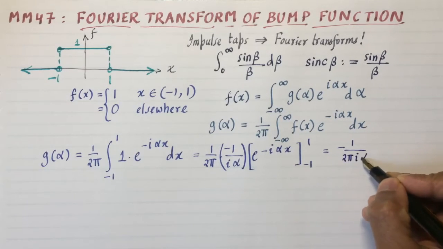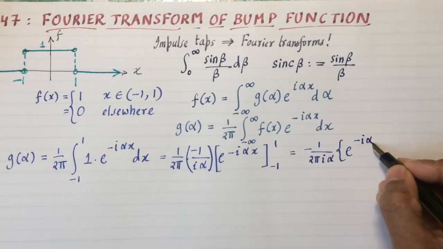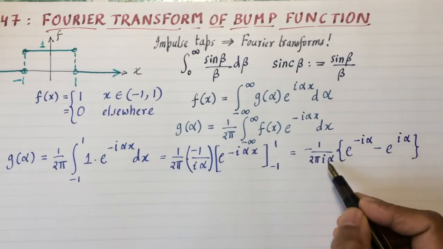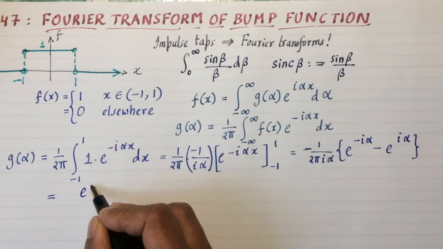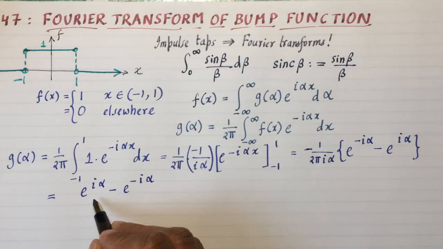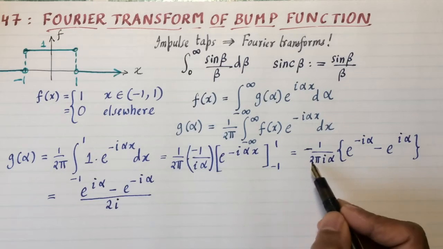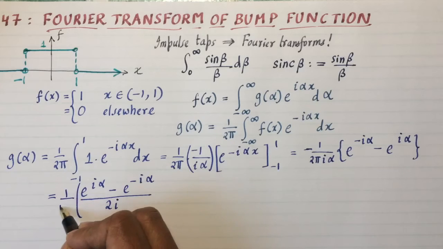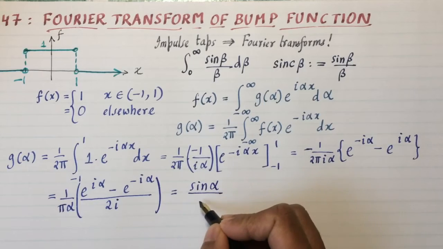2 pi i alpha times the numerator gives me e to the negative i alpha minus e to the positive i alpha. So one thing I can do immediately is take the negative sign inside. So I get e to the i alpha minus e to the minus i alpha. But that looks an awful lot like what sine would be if only there was a 2i helping it along. And so what I'll do is I'll take the 2i down there, leaving me with just 1 over pi alpha outside. So this is just sine alpha over pi alpha.